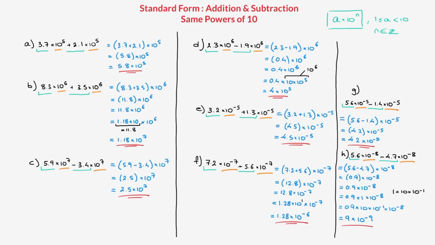And that's the answer. And just to be clear where I'm getting this power of negative 9 from, remember that when we multiply two powers of the same number, we add the powers together. So this 10 to the power of negative 1 times 10 to the power of negative 8 is equal to 10 to the power of negative 1 plus negative 8. And since negative 1 plus negative 8 is equal to negative 9, we obtain the answer we see here. And there we go. Now that we've seen these 8 examples, we're all set for adding and subtracting numbers written in standard form when the powers of 10 are the same. And that's it for this tutorial.